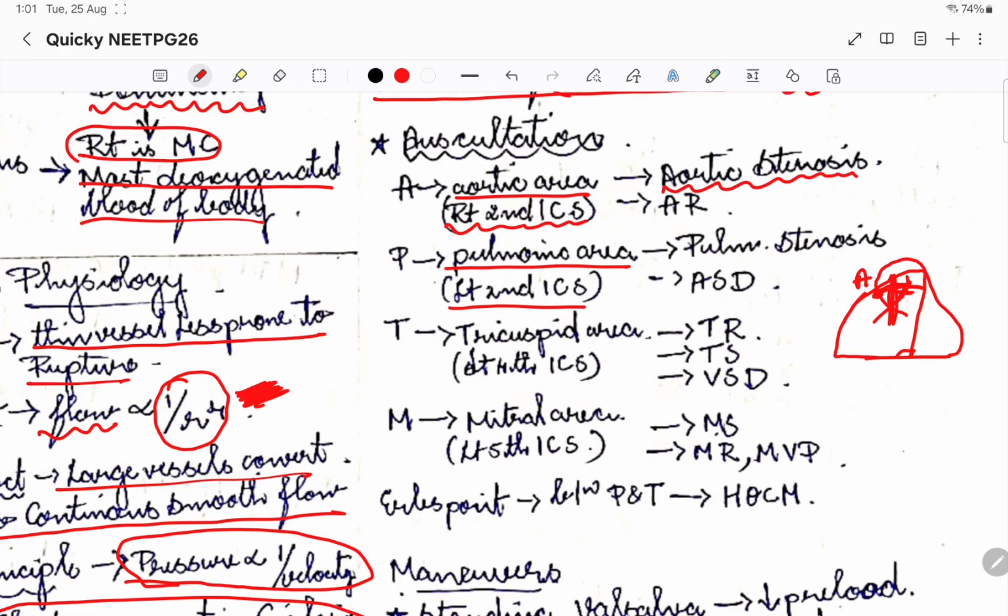Okay, pulmonary valve stenosis, and also here is where the heart is. So here is where the atrial septal defect, ASD, will be heard. Okay, then atrial septal defect will be heard.